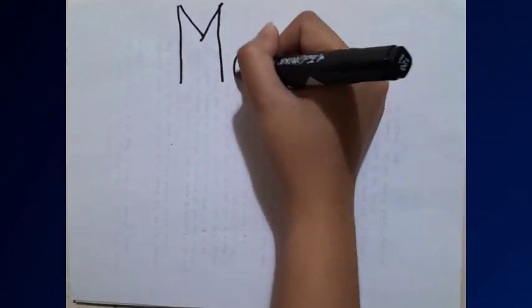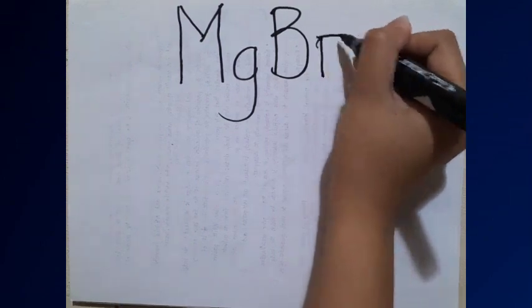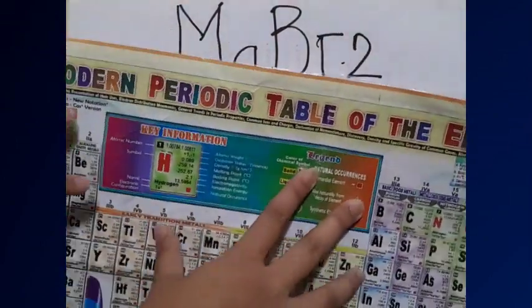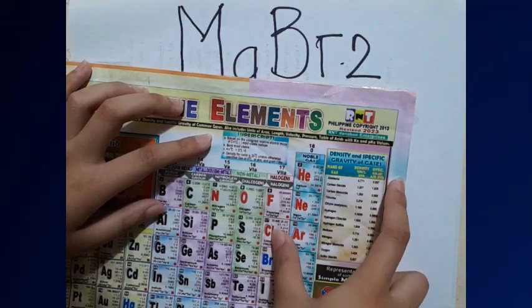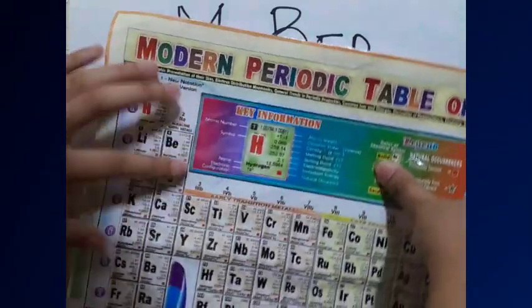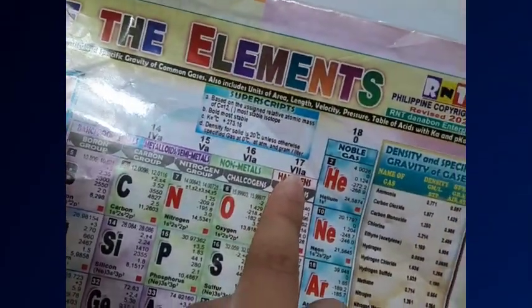Another example, the compound magnesium bromide. Magnesium belongs to a metal group while bromine belongs to a non-metal group. Okay, let's do the Lewis dot structure. Magnesium has 2 valence electrons because it is categorized in the second group, while bromine has 7 valence electrons because it is in the 17th group.